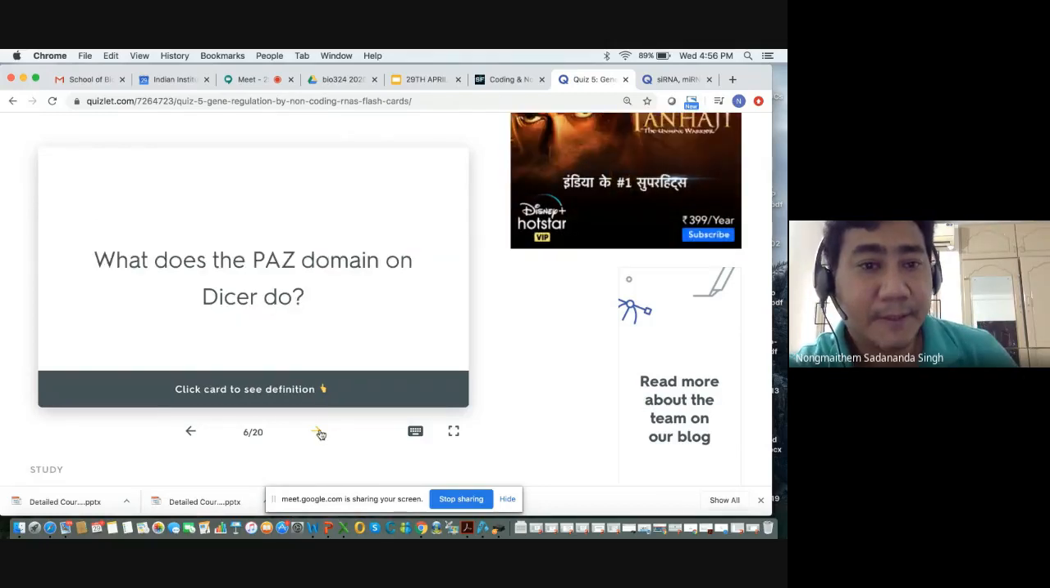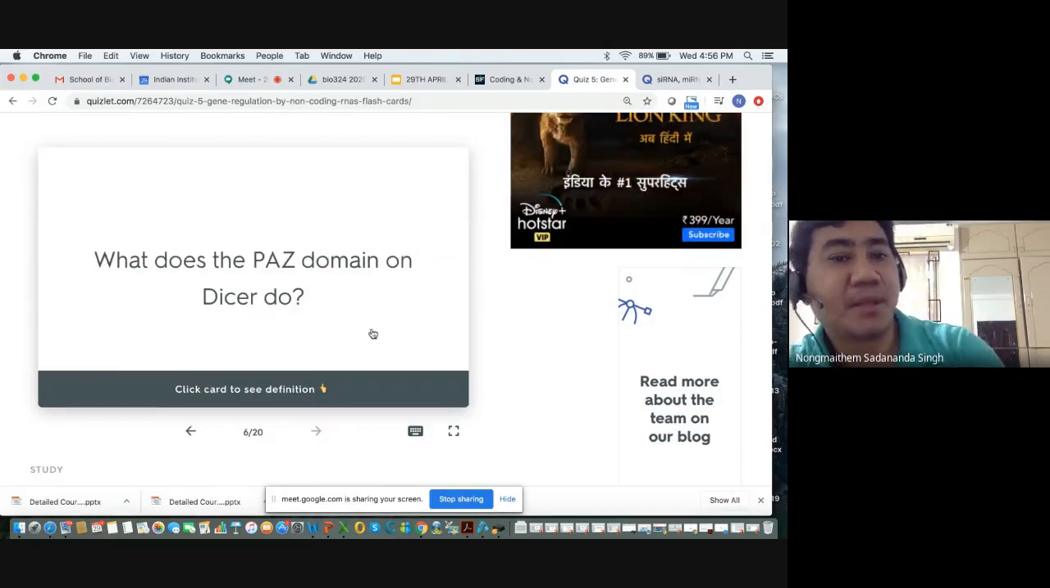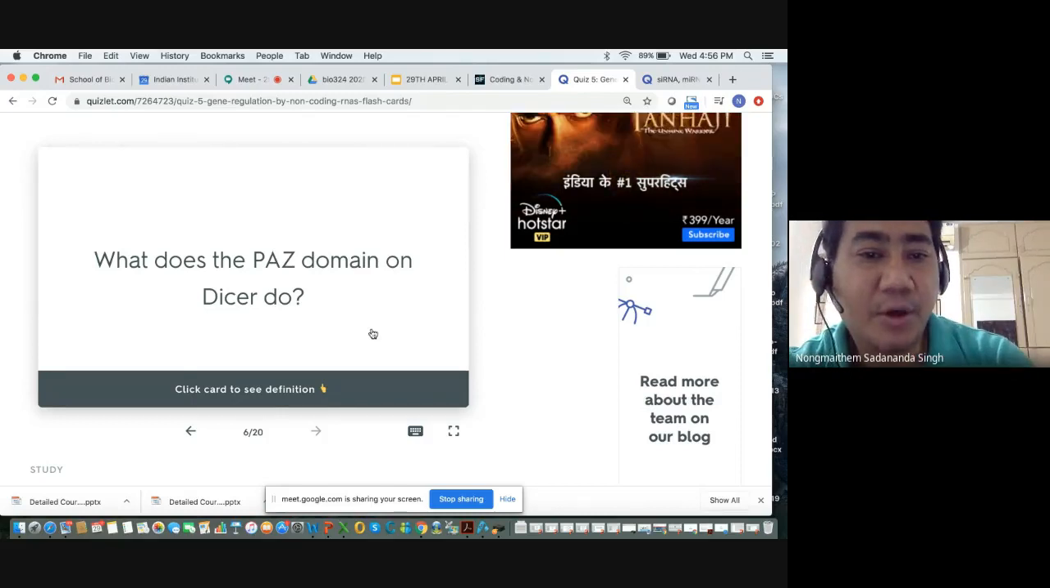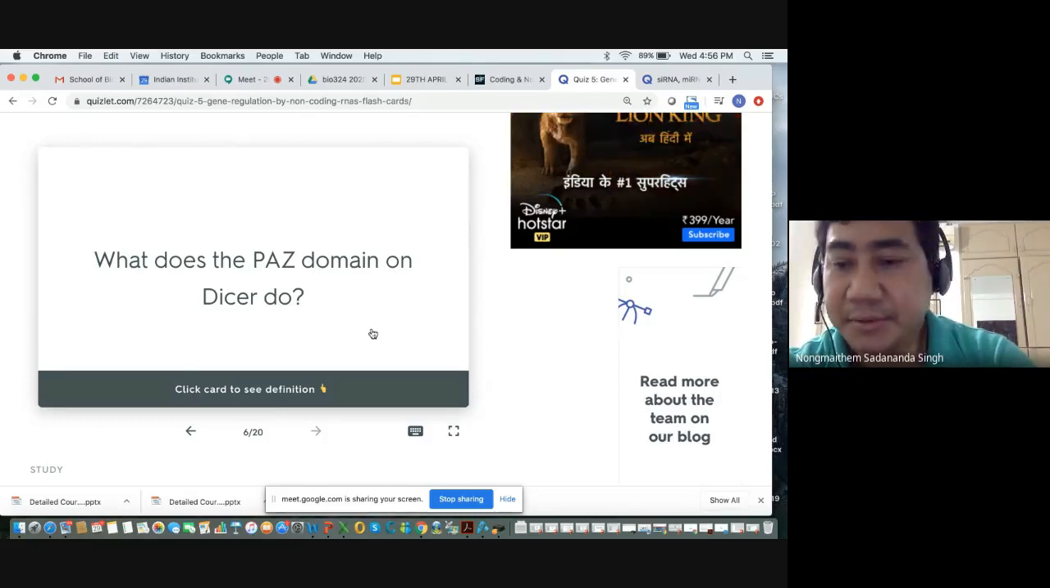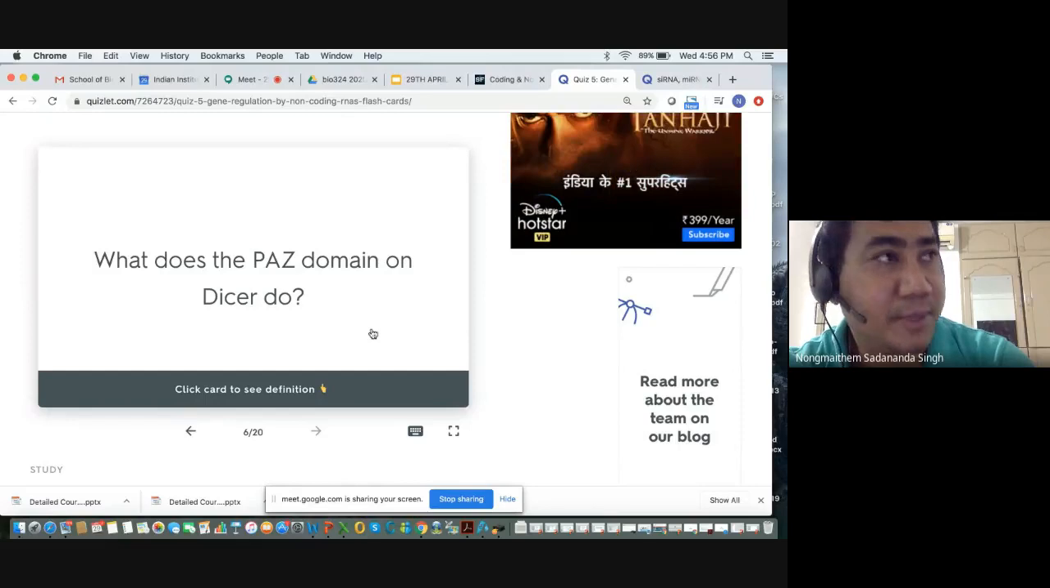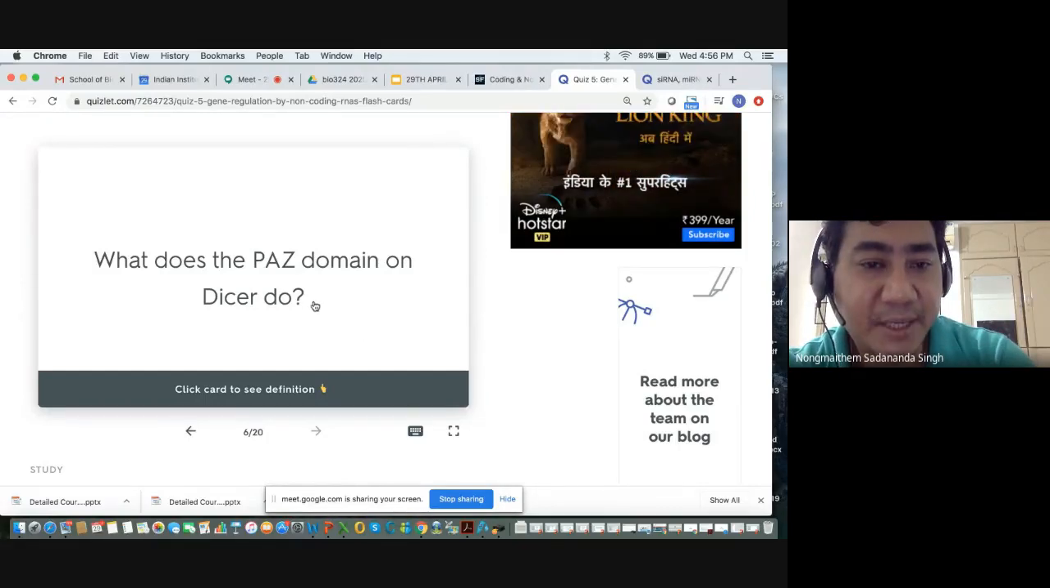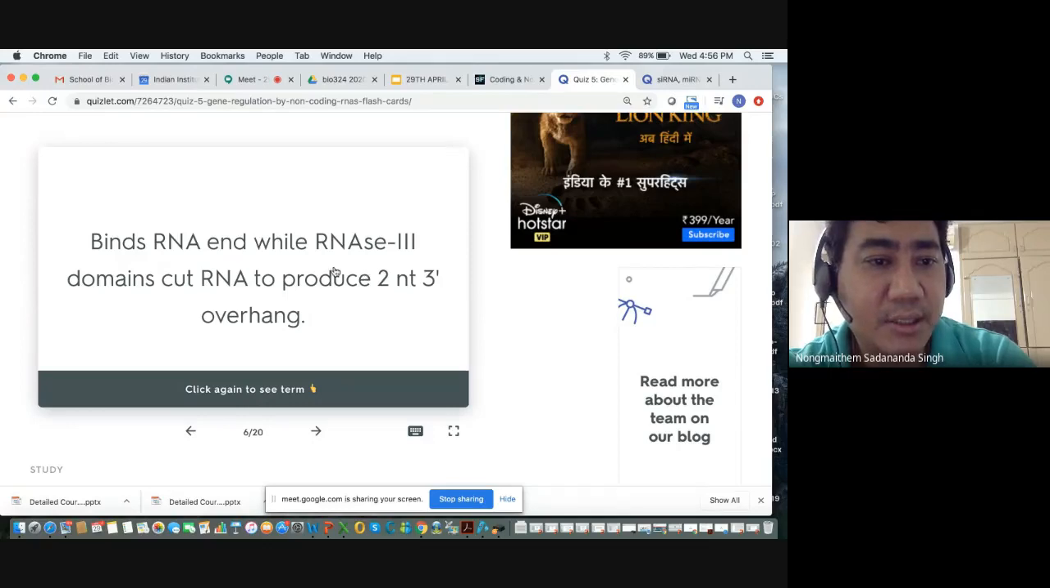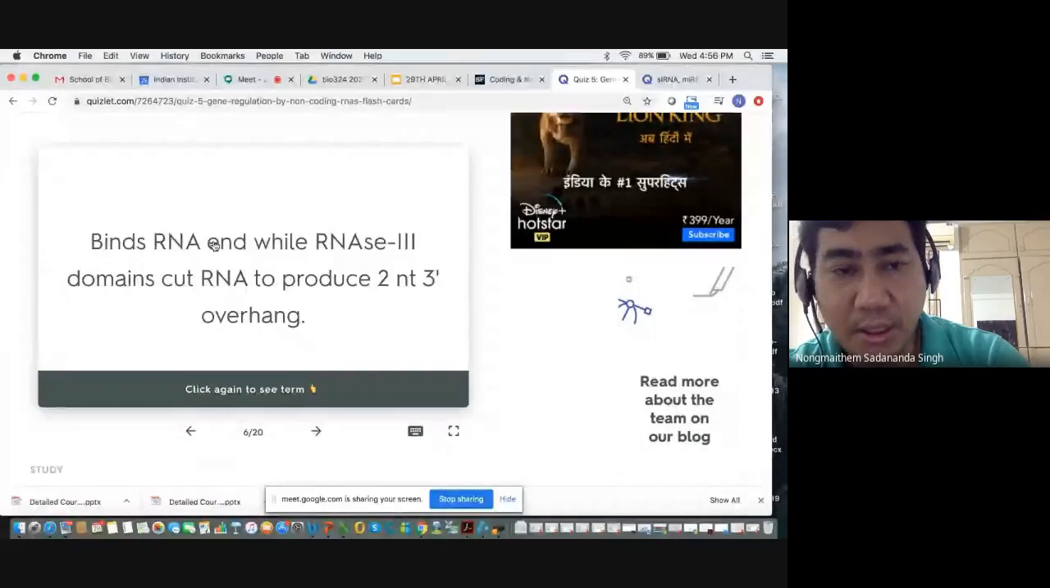Then next, what does the PAZ domain on Dicer do? We know that the PAZ domain is the nucleic acid binding domain. That's what we discussed. So RNA binds RNA, while the RNase 3 domain cuts RNA to produce a two nucleotide or three nucleotide overhang. So basically it has the RNA binding function.